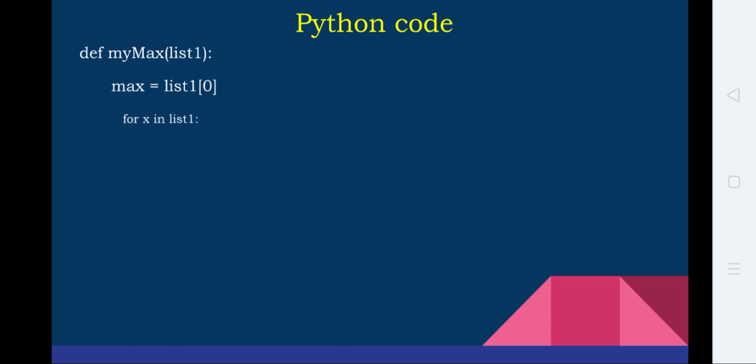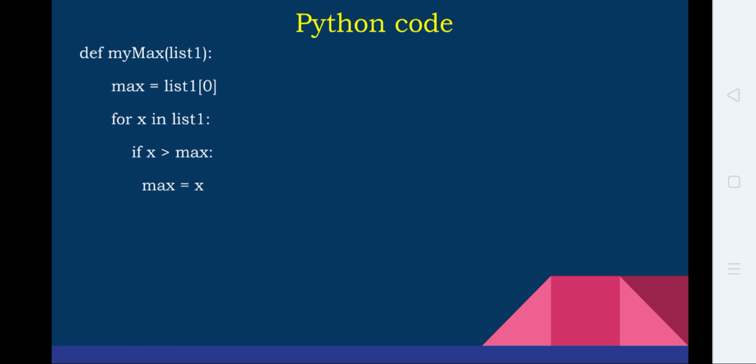Then we write a for loop where the variable is x, for x in list1. What it does is it goes through all the elements of the list. It checks whether x is greater than max. Already we have chosen the first element as max, and now we are comparing max with the next element in the list. If that is the case, max becomes x now.